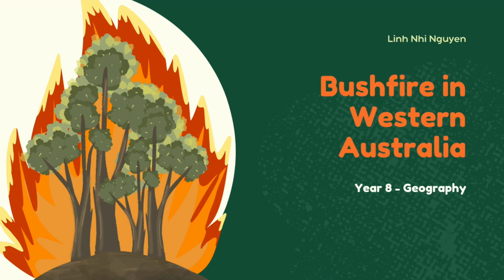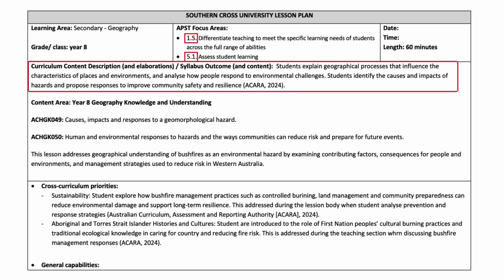Hi, my name is Lingy, and this presentation justifies the teaching, differentiation, and assessment decisions within my Year 8 geography lesson on bushfires in Western Australia. This lesson aligns with the Australian Curriculum Year 8 Geography Content Descriptors ACHGK049 and ACHGK050, which focus on the causes, impact, and responses to hazards, and how communities reduce risk and prepare for future events.